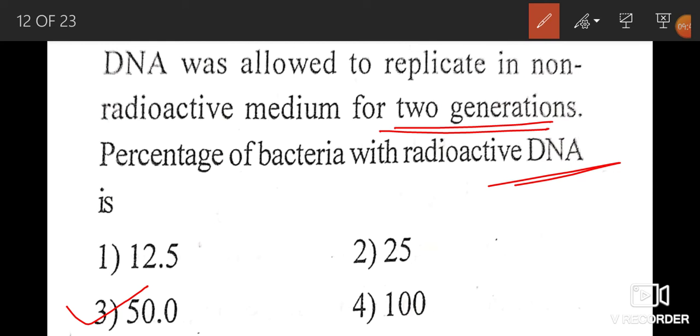Because bacteria divide every 20 minutes, after one replication, that is 20 minutes, the DNA was found to have intermediate density, that is hybrid DNA with one heavy strand and one normal strand. After two replications, it was found to consist of equal amounts of hybrid DNA and light DNA. Then the ratio of the two types of DNA was 50:50.